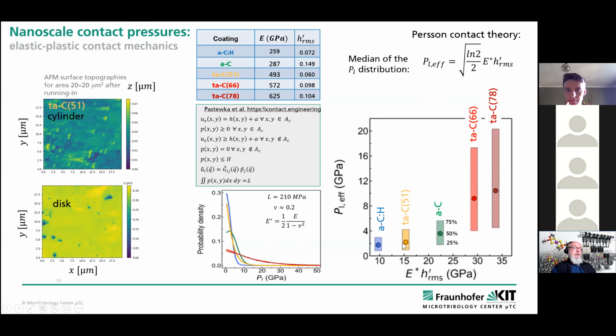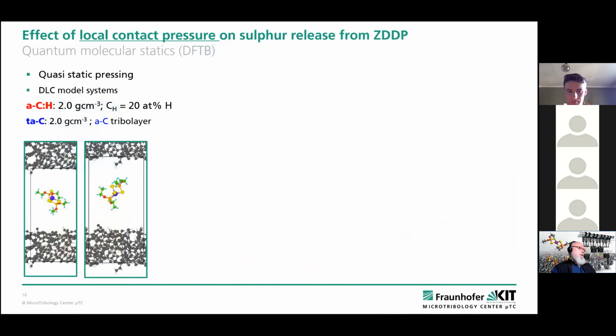And this is seen, for instance, for TAC 51. TAC 51 has quite a high Young's modulus, but its pressure is smaller than that for AC. And this has to do with the very small slopes of the TAC 51. So you need both mechanical and topographical properties to understand this. So we have much higher pressure for the hard coatings, and maybe now we can explain that they somehow influence the tribochemistry of the system.